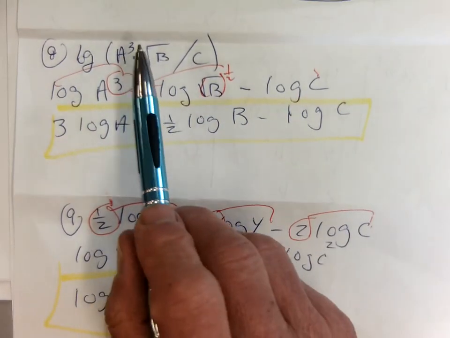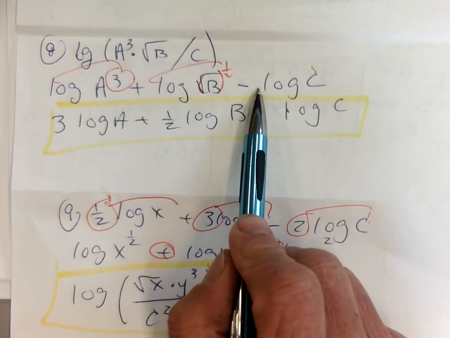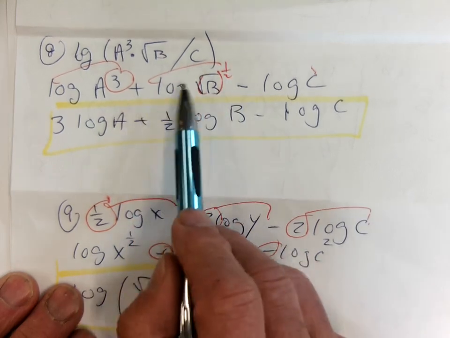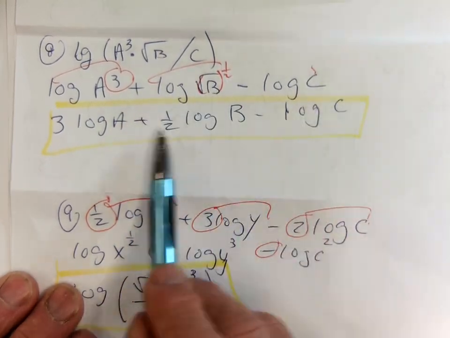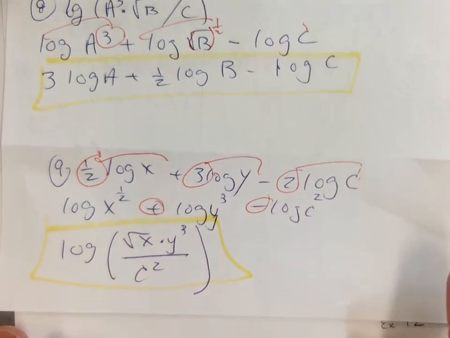8, first of all, that's going to be a plus because of the times. That's going to be a subtract because of the divide, because we're doing exponents. I float the exponent down. On both cases, square root, same thing as a 1/2 power. So I've got a 3 log a plus a 1/2 log b minus a log c. 9, we're going to take it and make it look like 8.